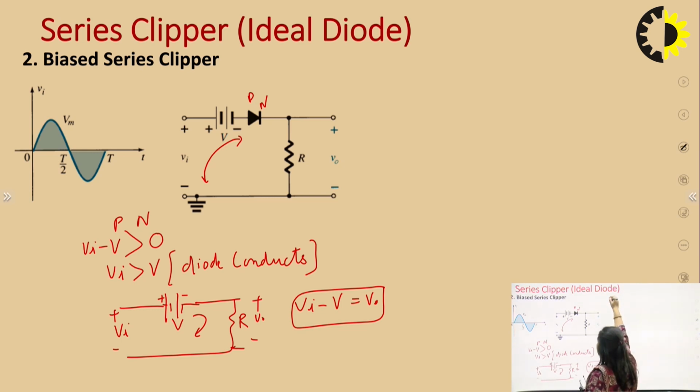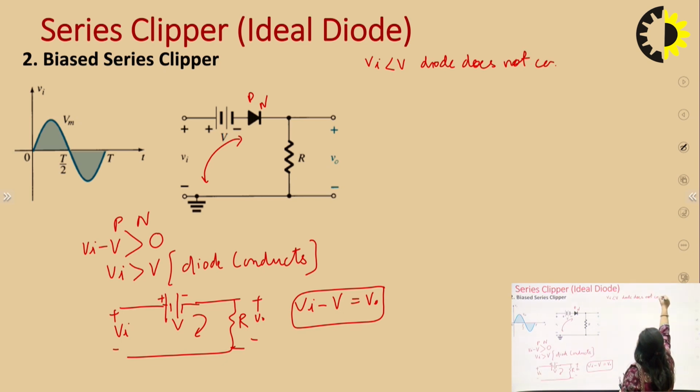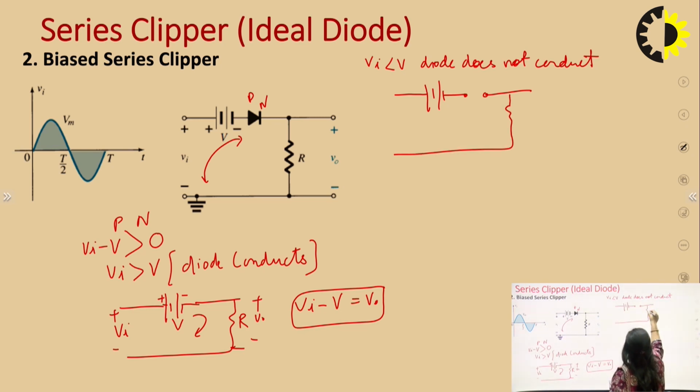When the diode does not conduct, that is the reverse condition, Vi less than V, the equivalent circuit will be like this. Now it will be open. This is the resistance, this is V0 with plus and minus, plus minus V, and here Vi with plus minus. In this case the diode is open because the diode is not conducting. So the output would be equal to 0.